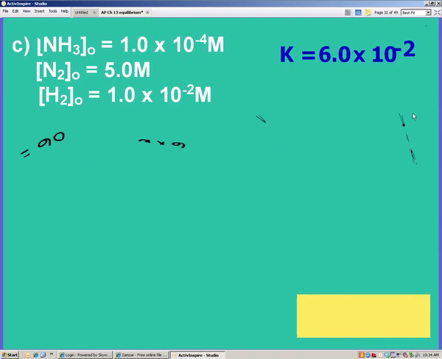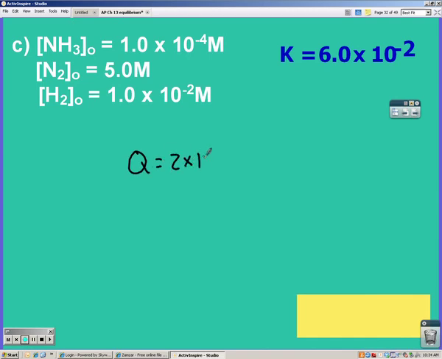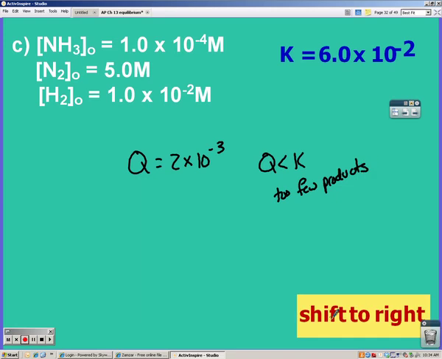Go ahead and try C on your own, restarting when you have the answer. So here you should have gotten Q was 2 times 10 to the negative third, which is smaller than K, so we don't have enough products. So we need to shift to the right so we can make more products. And again, a shift to the right just means the forward reaction will be taking place.